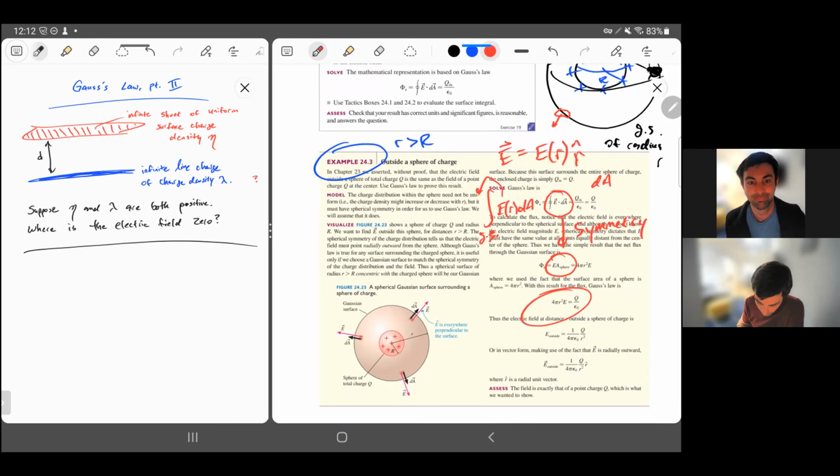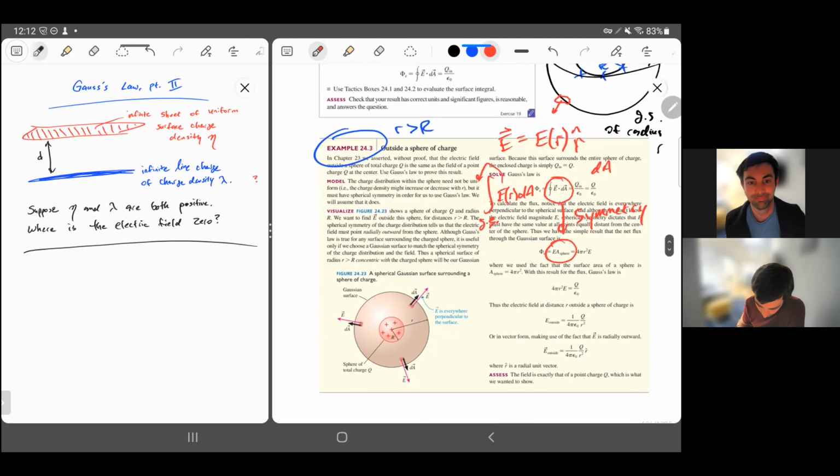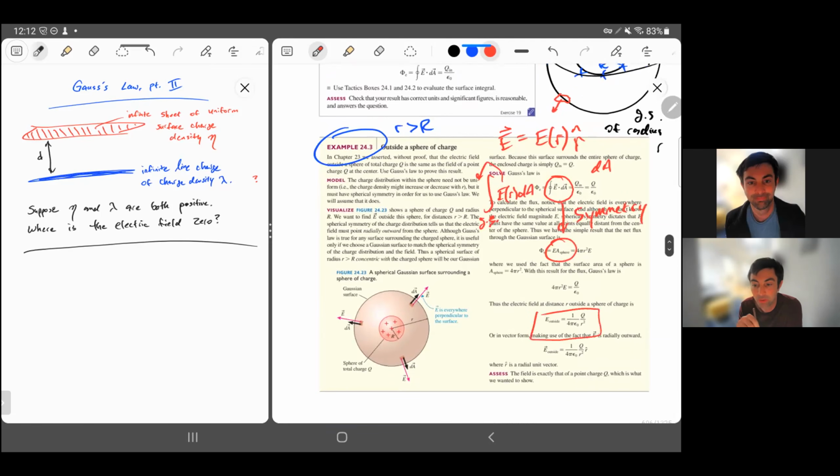And then solving for E, moving everything over to the right-hand side, we get that the electric field outside the sphere is the same as a point charge located at the origin. So this is kQ over r squared, which should look really familiar. So what we've proven is that the electric field outside a spherical shell of charge is the same as though all that charge were just located at the center.